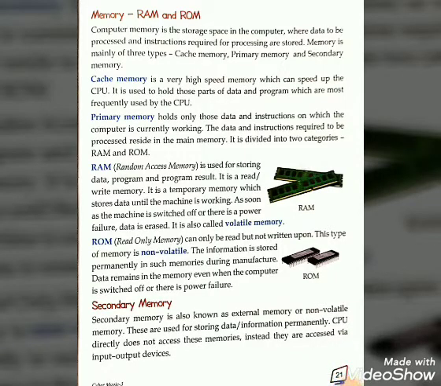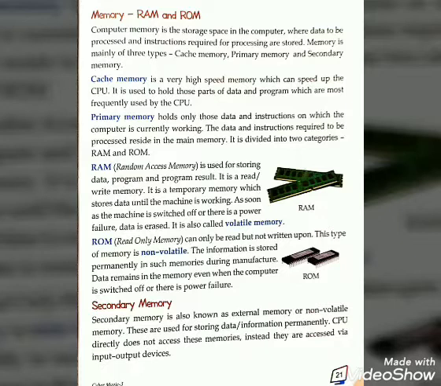Now next one is about memory, RAM and ROM. We know that computer memory is the storage space in the computer where data to be processed and instructions required for processing are stored. That is instructions. And memory is mainly of three types. How many types? Three types: cache memory, primary memory, and secondary memory.